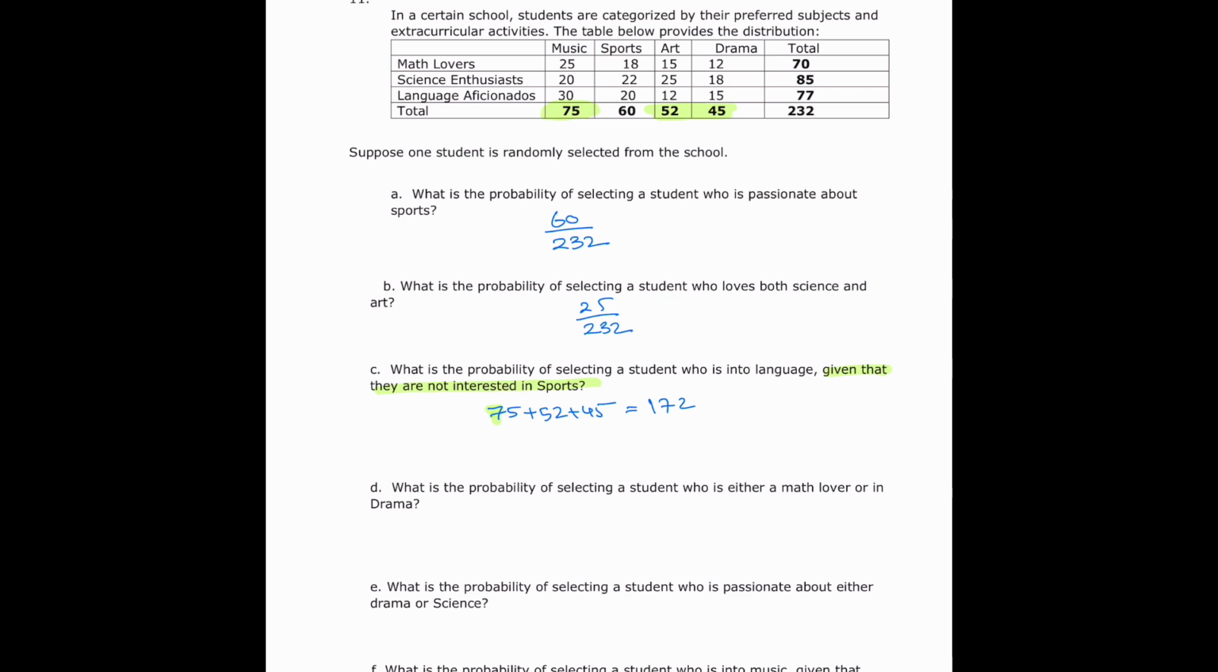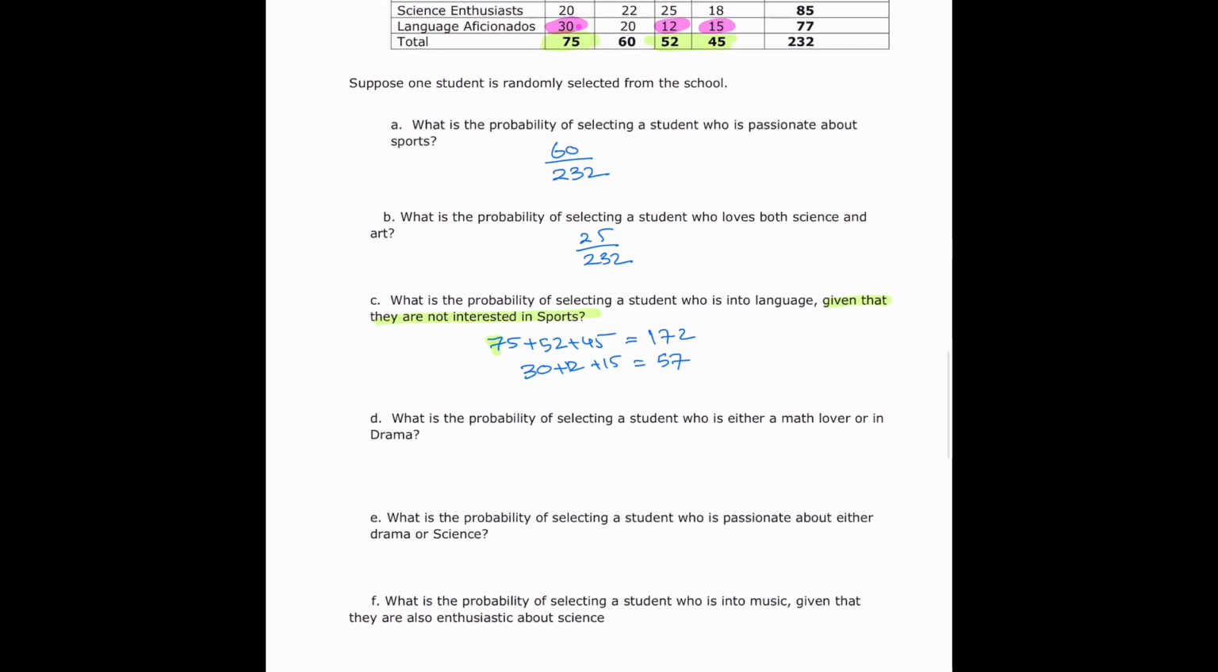So that is everybody who's interested in language except for the ones in sports. So that is going to be that plus that plus that divided by 172. So it's going to be 30 plus 12 plus 15, which is going to be 57. So it's going to be 57 out of 172.